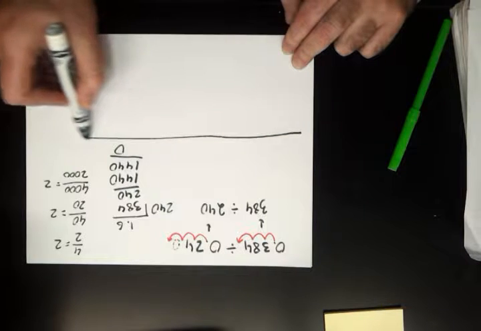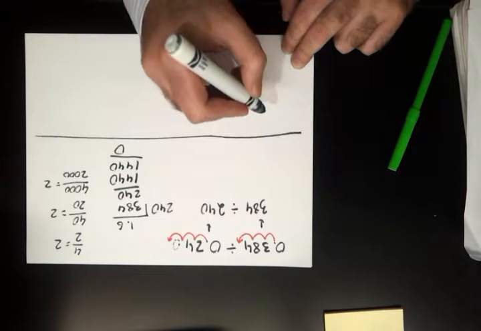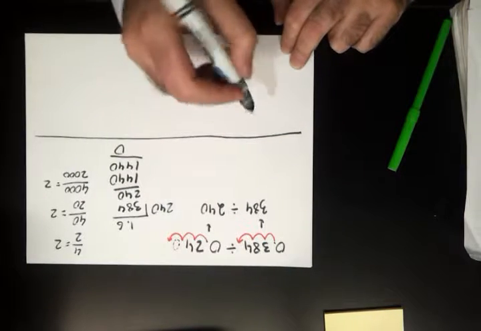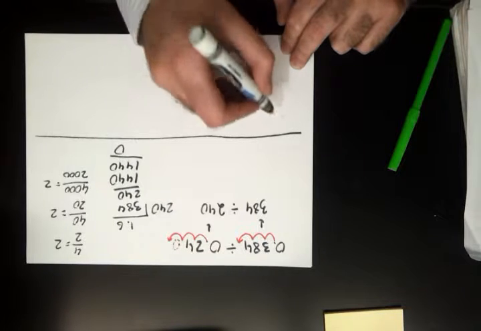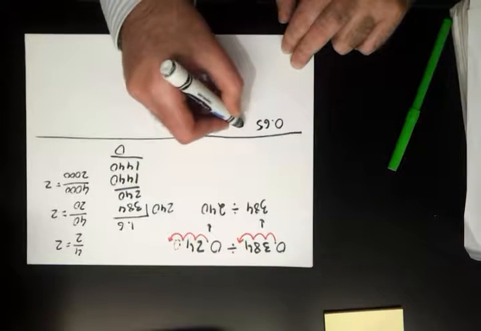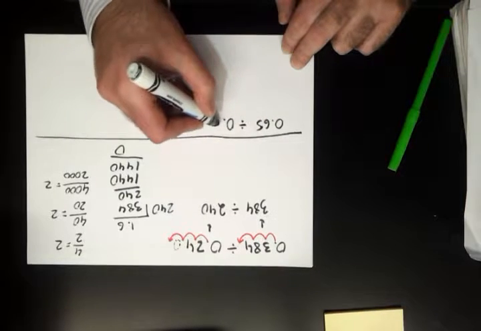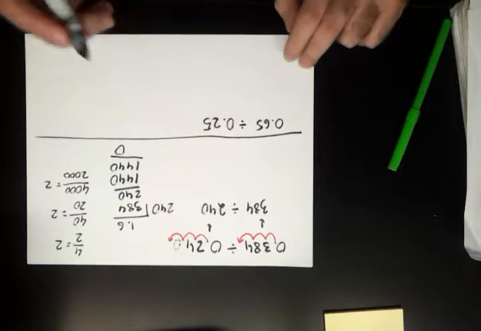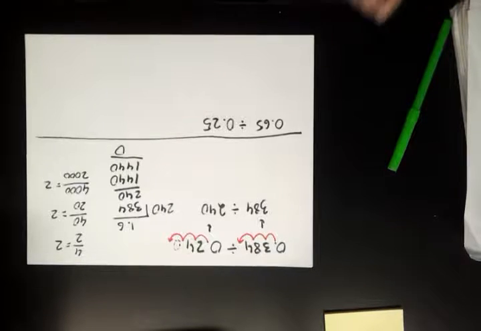So, let's do one more, since this is part 2. Let's divide 0.65 by 0.25. Again, decimals, division with decimals. So let's make it into whole numbers. Why? Because we can.